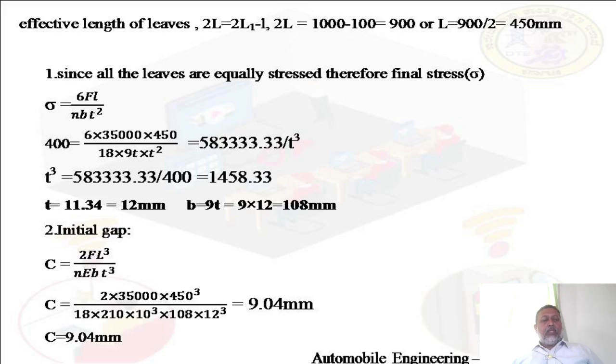So coming to the second part, initial gap is given by C is equal to 2FL cube by N EBT cube. So just to have the values, F is there, that is 35,000, L is there, that is effective length 450, N is 18, E is 210 into 10 raised to 3, B is 108, T is 12 cube. The answer will be 9.04, that is the initial gap.